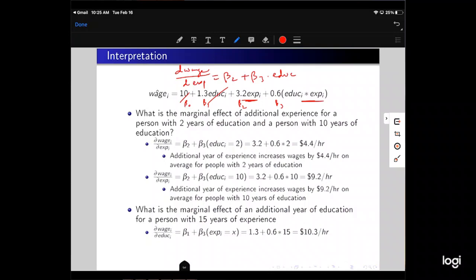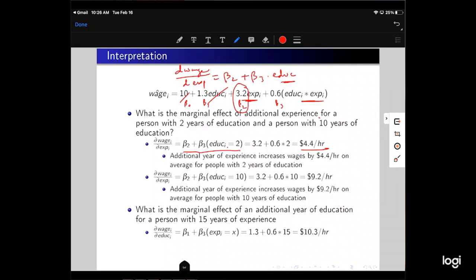So let's now use this to find the marginal effect of additional experience for a person with 2 years of education. If I didn't tell you what education was, you couldn't calculate the marginal effect, because the marginal effect of experience depends on the level of education. So now we just plug education equals 2 into our output here. So we get beta 2 plus beta 3 times education equals 2. We grab the value of beta 2 here, 3.2, plus 0.6, the value of beta 3, times 2, because we're going with 2 years of education. So we get $4.40 an hour.